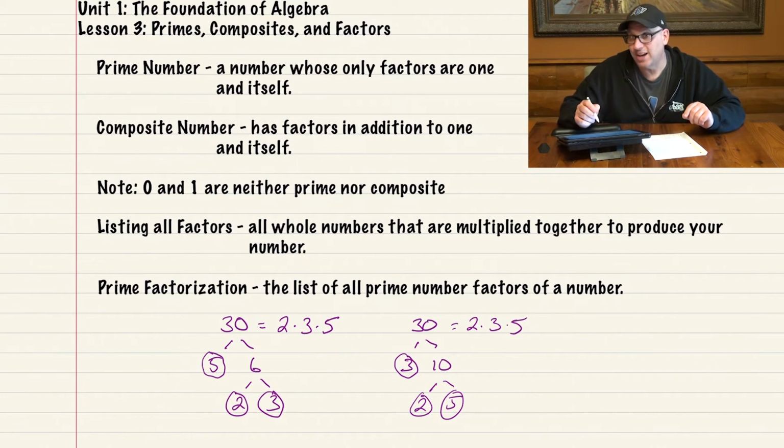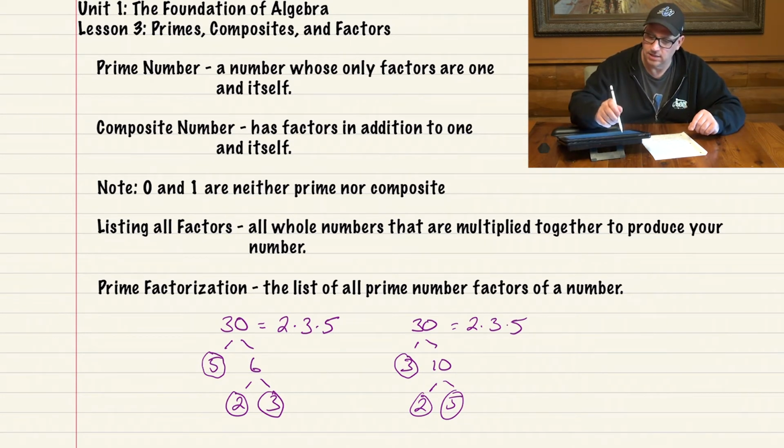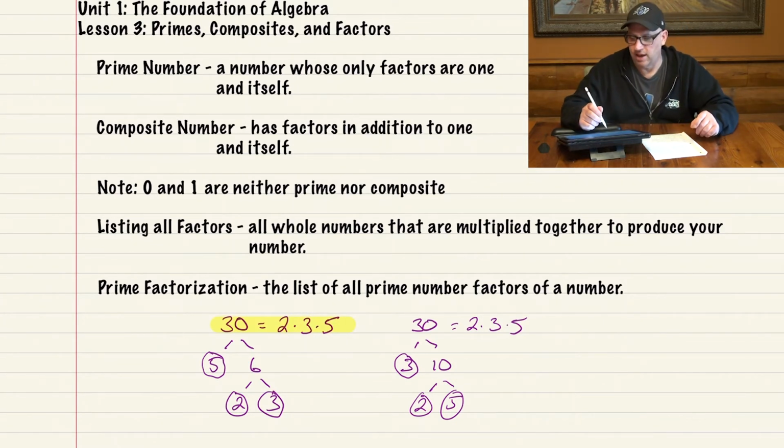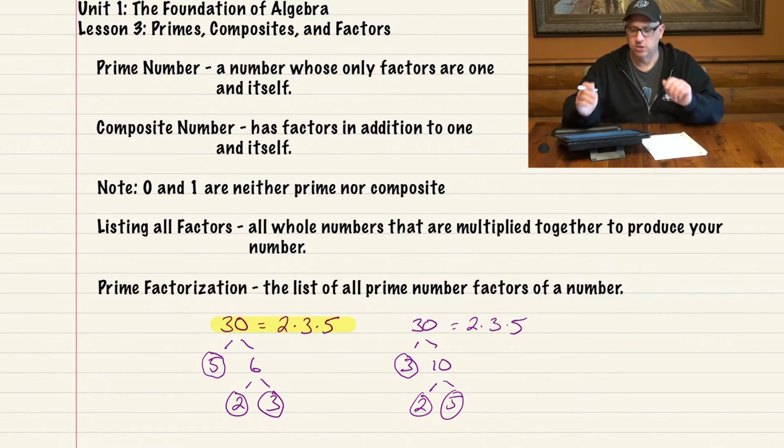So the prime factorization is prime numbers that are all multiplied together to give you that number. And that's what we have here. 2, 3, and 5 are all prime numbers. The way that you find it is by using factor trees. So prime factorization and factors are different things, and you don't want to get them confused. But remember that word prime there. It just means it's going to be all prime numbers.